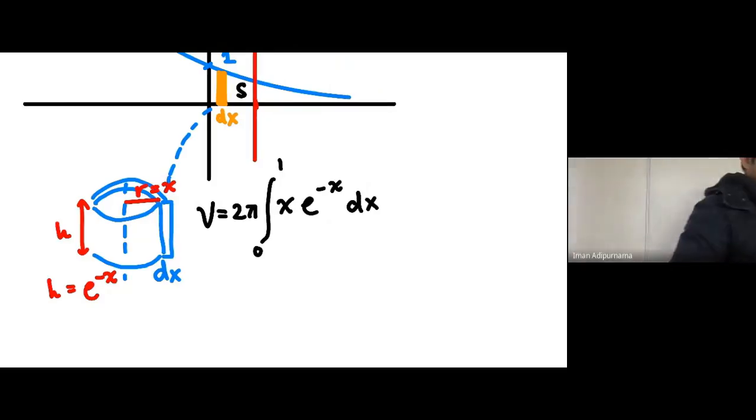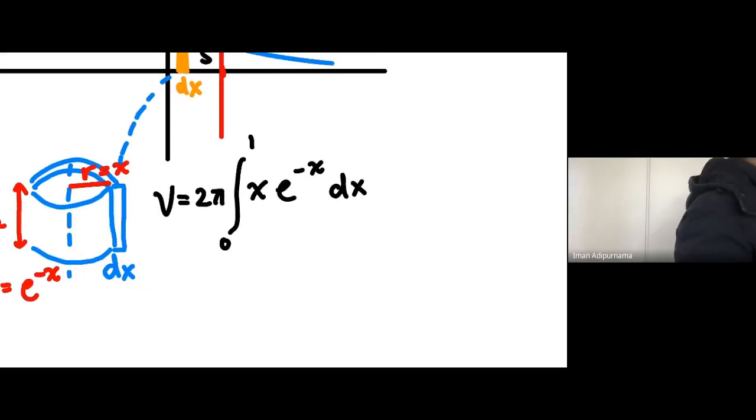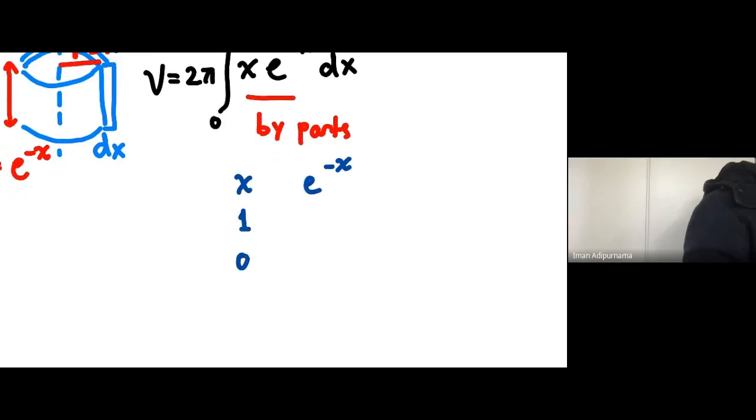If you set up the integration correctly, you still get points, but you need to solve this too. How to solve this? You need to use the chapter 7 technique of integration: you need to solve this by parts. Let me just set up these two. I think it's not too difficult.